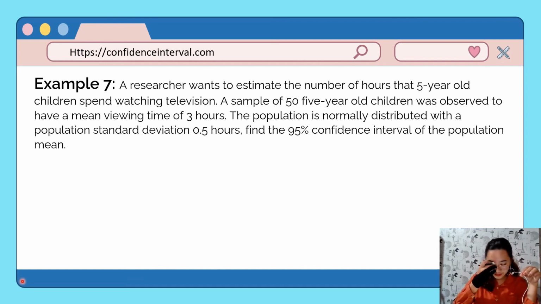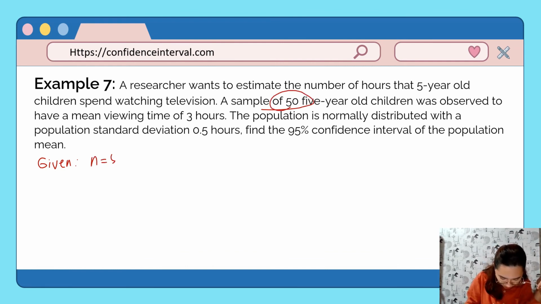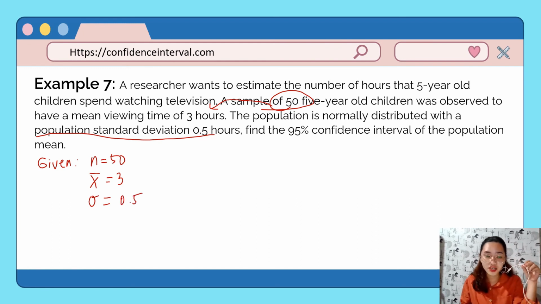Ayan. So first, identify po natin kung ano yung mga available data natin. Okay. So what are the given? We have the sample size of 50. Then, this sample has a mean viewing time of 3 hours. And meron tayong available data na population standard deviation, 0.5 hours. So, based on our data, kita nyo, large sample size siya.